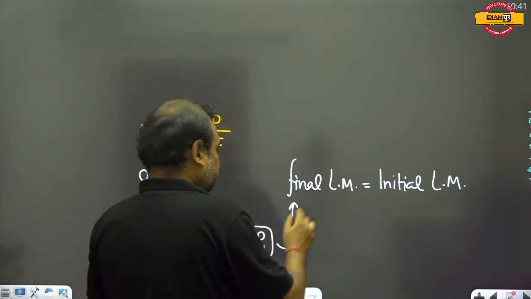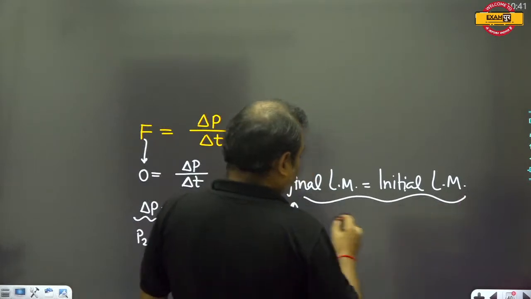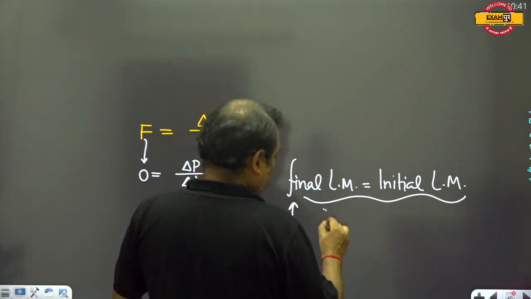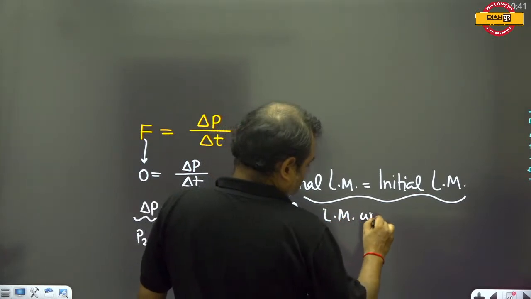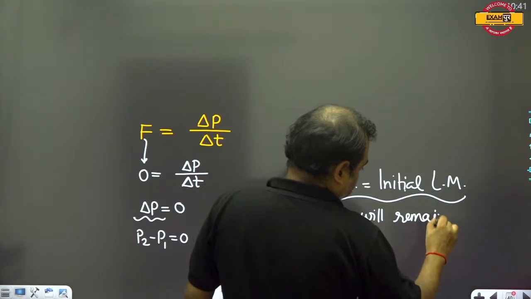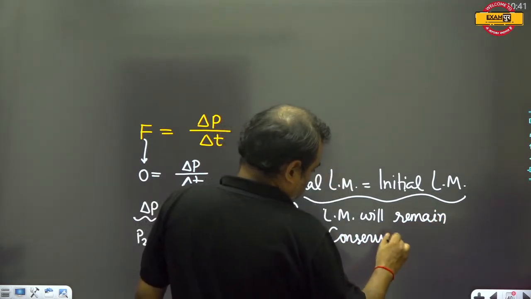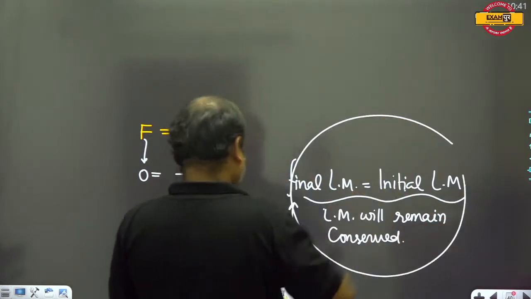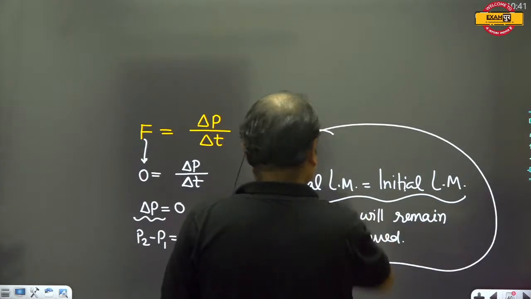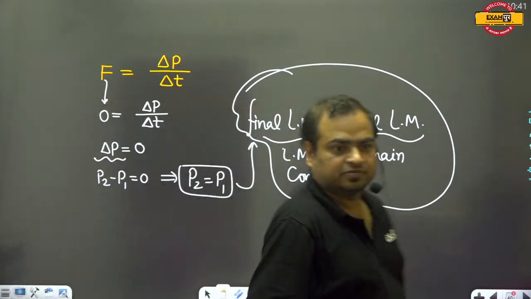Okay, so final linear momentum will be equal to initial linear momentum. It means that the linear momentum will remain conserved. Yes, linear momentum will remain conserved. Okay, so this is the correct answer.